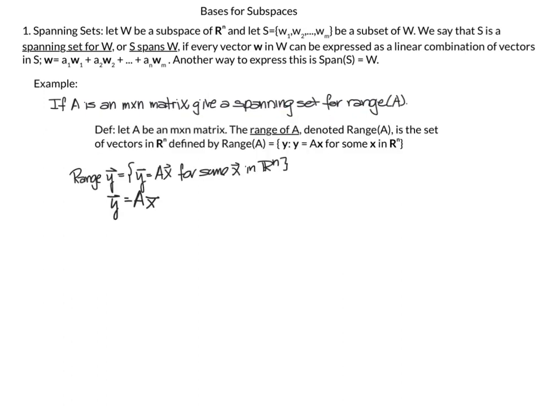Our next example: if A is an m by n matrix, give a spanning set for the range of A. And just a reminder of what the range of A is, those are the vectors y such that there is some x that you can find where Ax equals y. So in other words, I've rewritten it here, y is equal to Ax for all x in Rn.